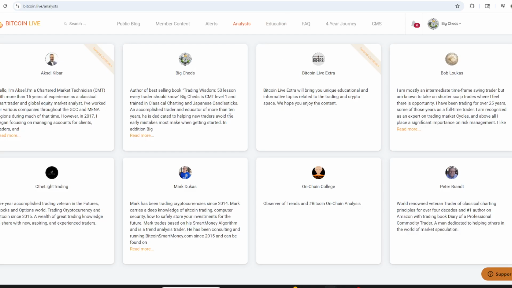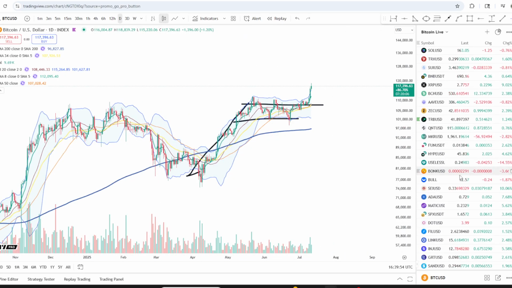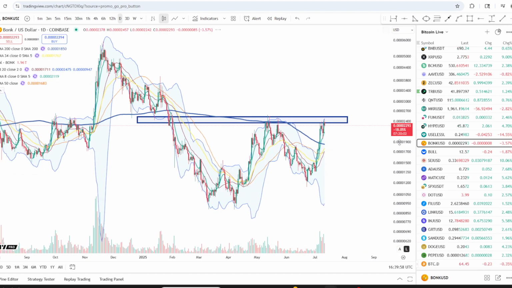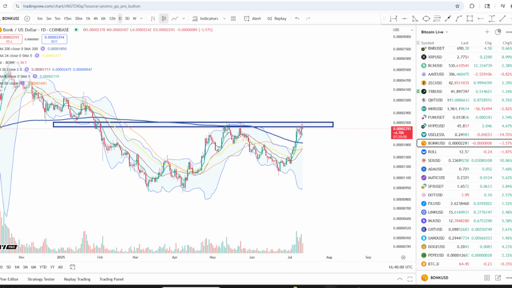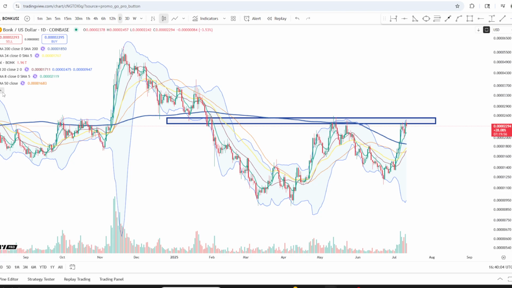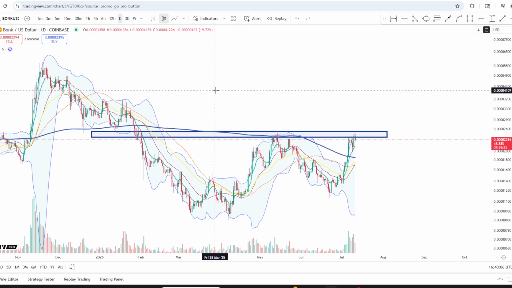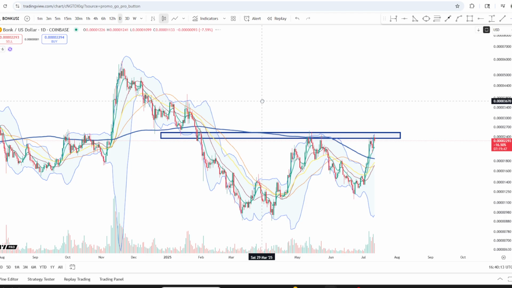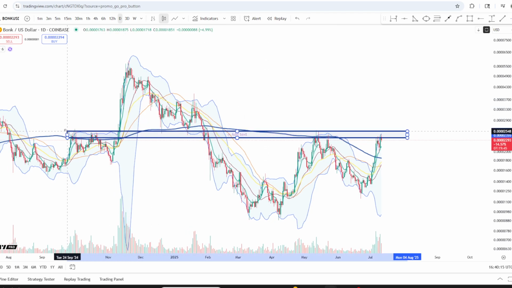For today, we're going to talk about something called the principle of polarity. You might have heard of it before. What does it mean? Here's a simple example with Bonk, which everyone knows. I kid, of course, but it's just a chart. And it's the idea that support becomes resistance and resistance becomes support. It's a very simple concept.